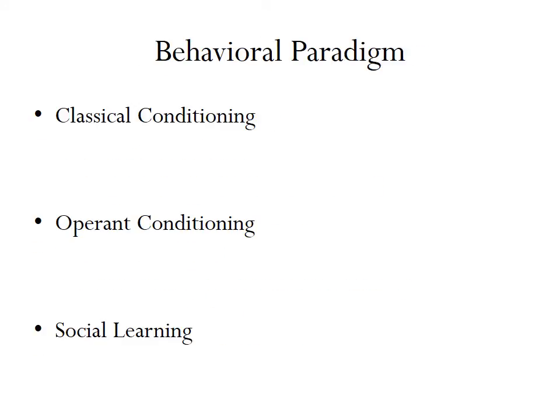In the behavioral paradigm, we looked at different types of conditioning, classical and operant. Classical conditioning is the work of Pavlov in pairing together conditioned and unconditioned stimuli to produce conditioned responses. In operant conditioning, we looked at positive and negative reinforcement, as well as positive and negative punishments that could sculpt and mold behavior.